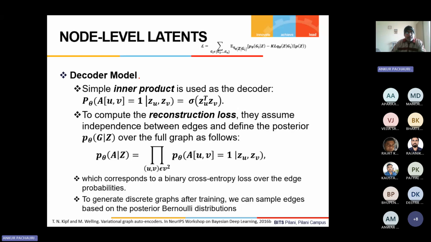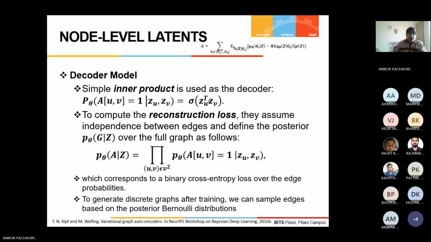Whereas the decoder model, this was the main function. The decoder model is simply the inner product. So a simple inner product is used as the decoder. P theta of A uv equals 1 based on zu and zv will be the dot product, zu transpose zv.